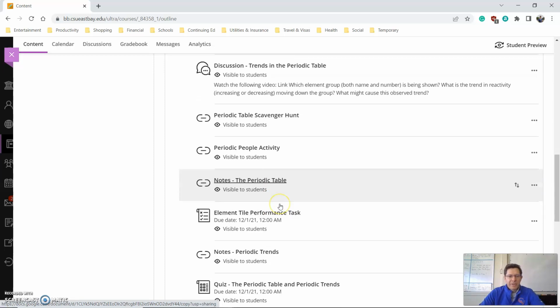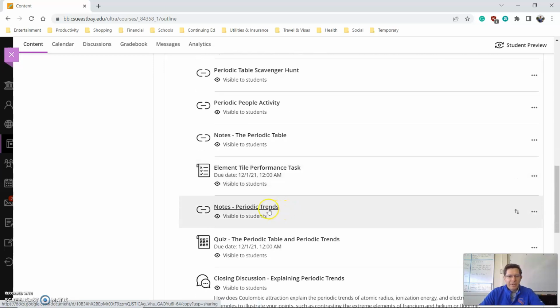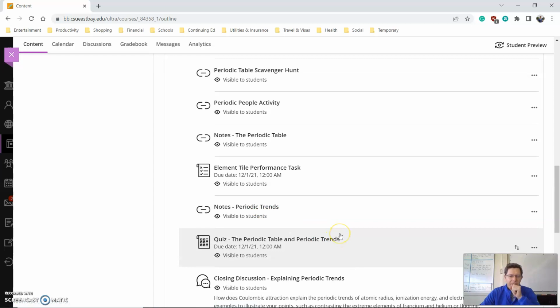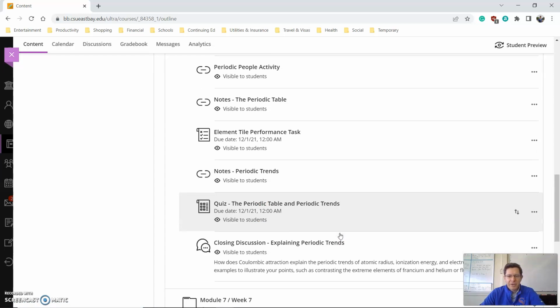Notes on the periodic table is basic information about the periodic table, and I mentioned the tile already. And then we have periodic trends. So in the later part of this week, we'll be looking at some periodic trends, specifically, and understanding how that's based on the structure of the periodic table.